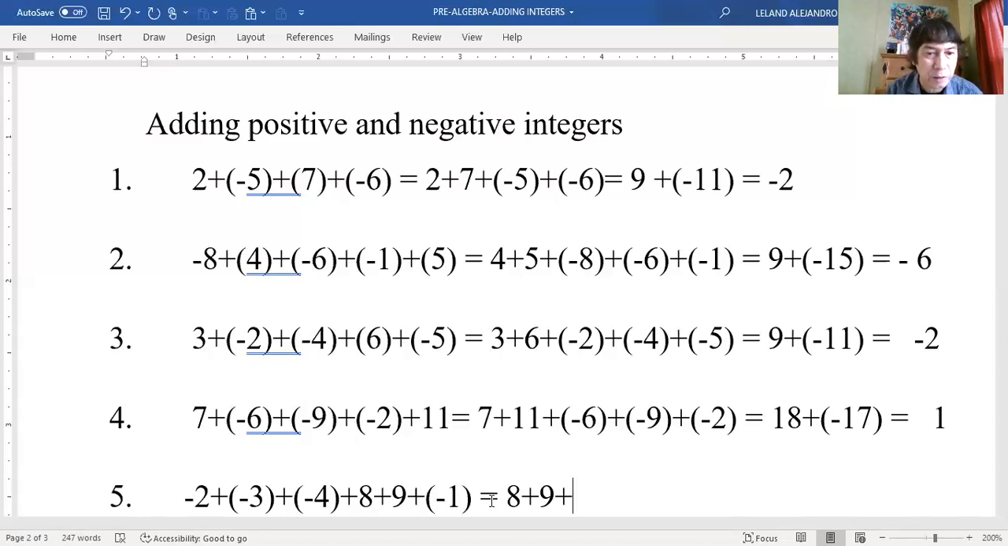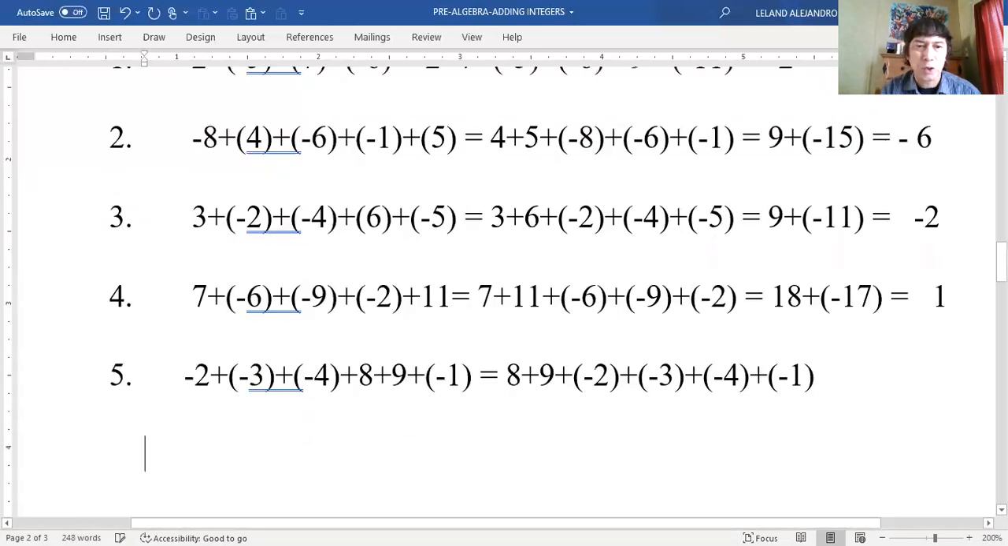Okay, we shall get the first one, -2. So that'll be plus -2, plus -3, plus -4, plus -1. There. Okay, so we shall continue with the solution in another line.